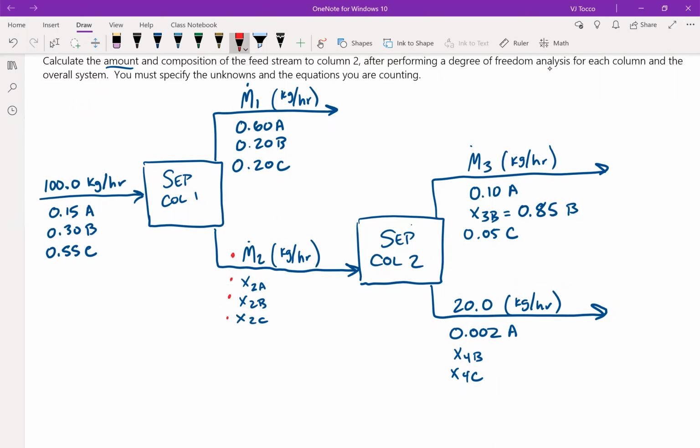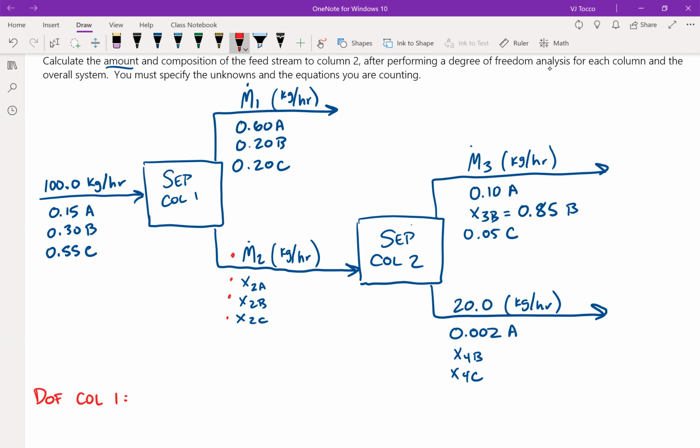So let's just start with DOF for column 1. Remember, to do a degree of freedom analysis, I have to count the number of unknowns and subtract the number of equations that I have for those unknowns. And I need precisely as many equations as I have unknowns in order to have a unique answer. So around column 1, I'm only counting the streams that are coming into or out of column 1. For instance, M3 is not going to come into my degree of freedom analysis here.